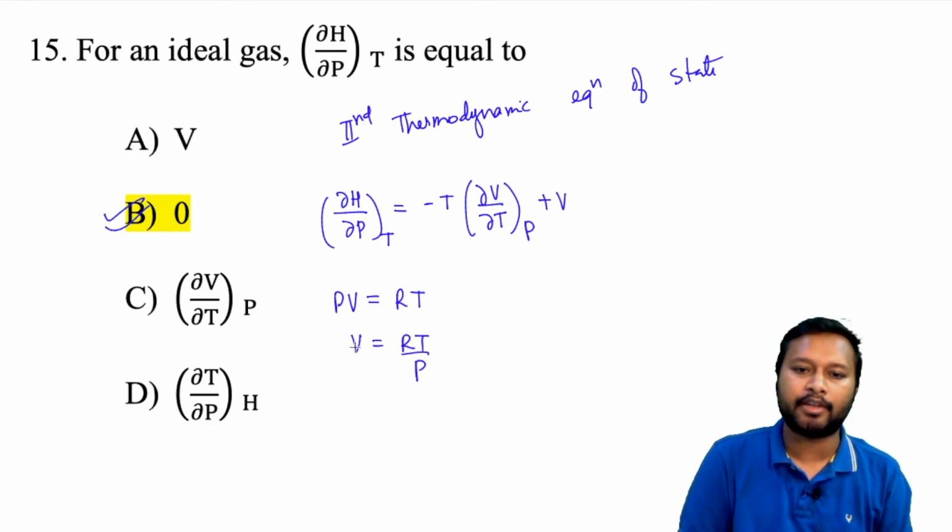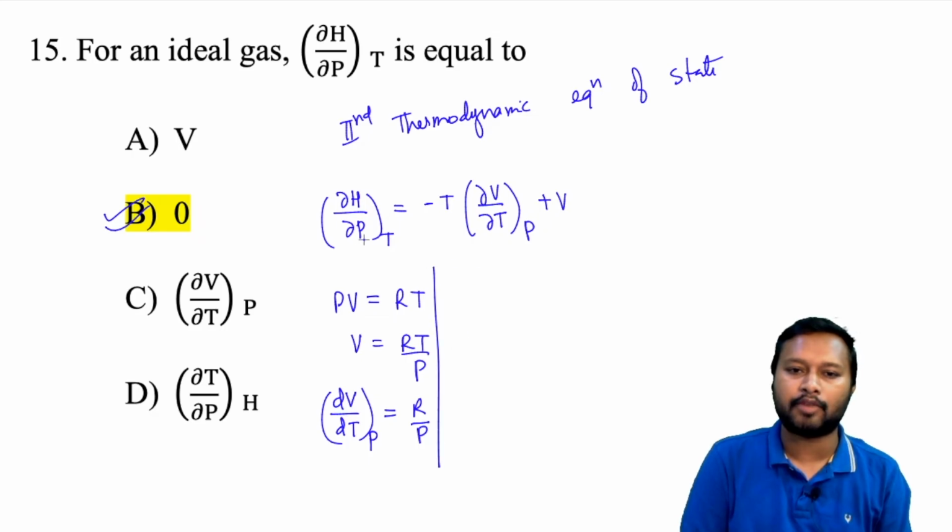Now if I differentiate this V with respect to T, keeping P constant, that is dV upon dT at constant P, R is a constant and P is also constant, so P can be taken outside. Differentiation of T with respect to T just gives 1. So you are going to get R upon P. So the value of this whole thing is R upon P, and I can put it here.